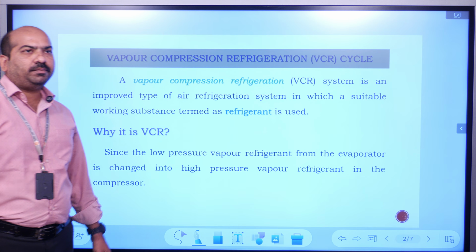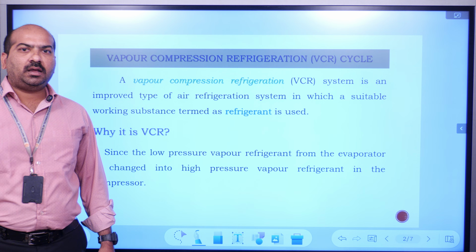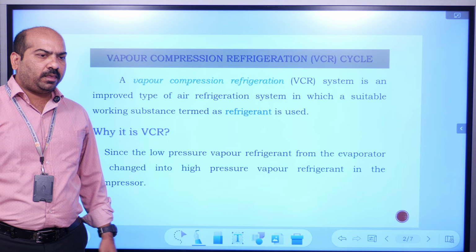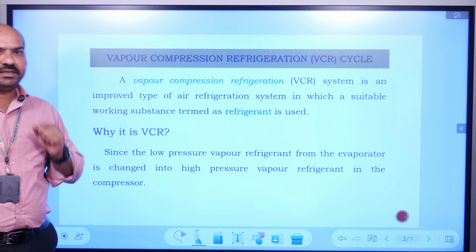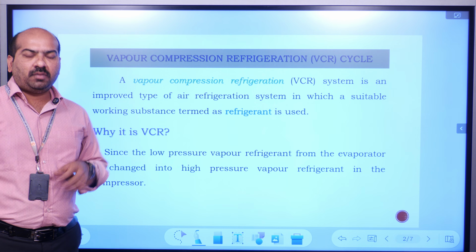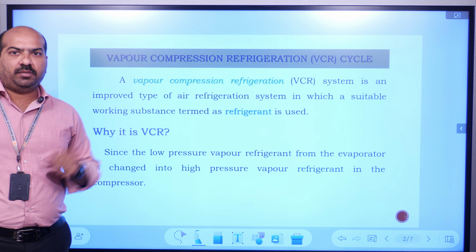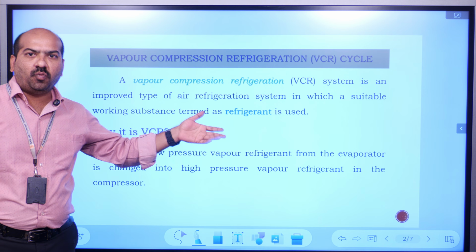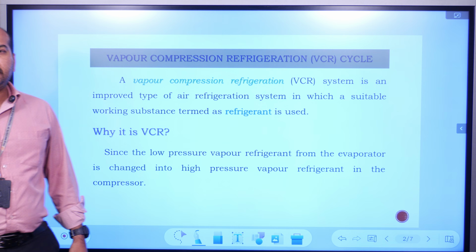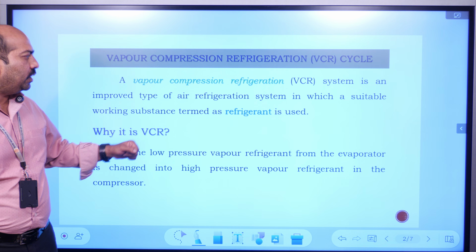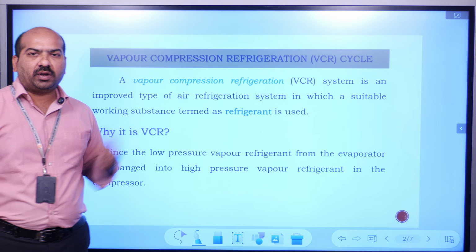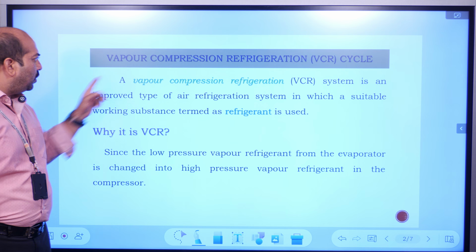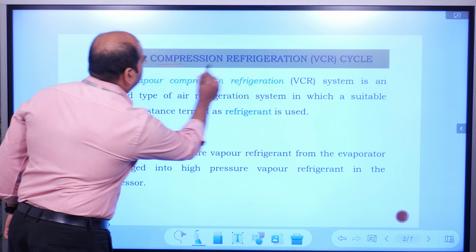In order to understand the VCR system in practice, first of all, you must understand the ideal cycle on which this VCR system has been designed and constructed. A Vapour Compression Refrigeration System is an improved type of air refrigeration system, where air is treated as the working medium. That is the oldest version of a refrigeration system. But nowadays, various scientists and researchers have invented refrigerants as the working medium. Right.